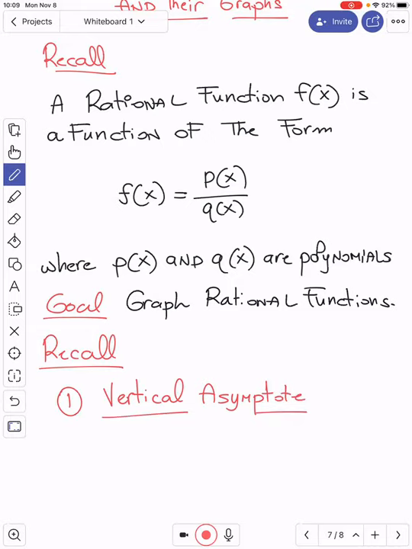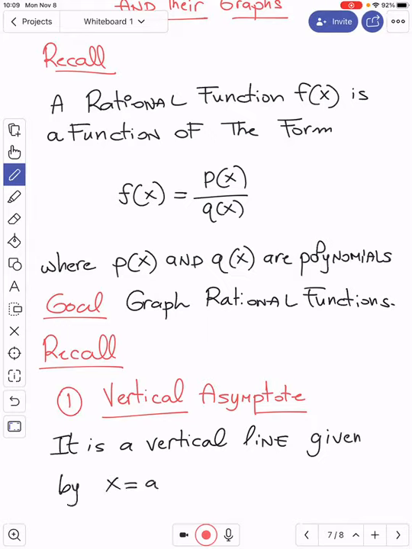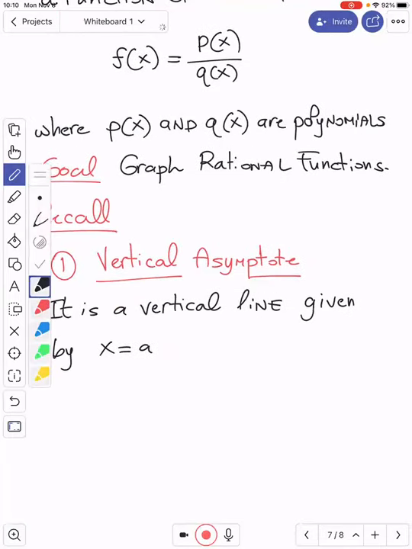Okay. So what's a vertical asymptote? Well, it's called vertical because it's a vertical line. So the equation of this vertical line is x equal to a. It means that this vertical line is going to pass through x equal to a.